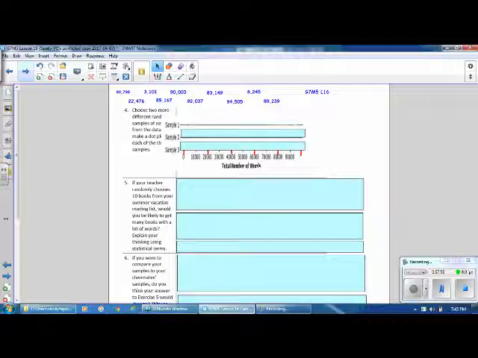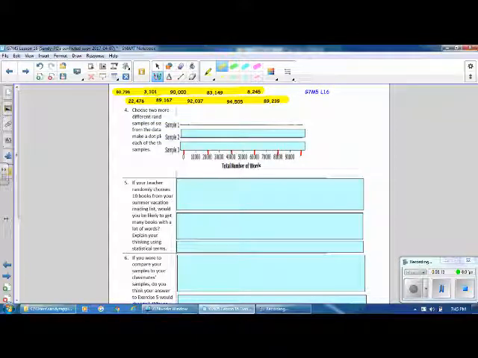Choose 2 more random samples of size 10 from the data and make a dot plot of each of those samples. So these are the numbers from our first sample. 80,798 pages, 3,101. So what we want to do is make a dot plot of these page numbers, and then take 2 more random samples and put those on a dot plot as well.